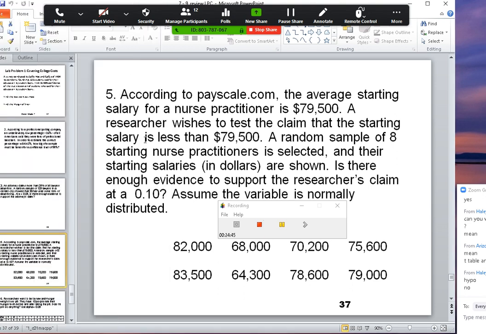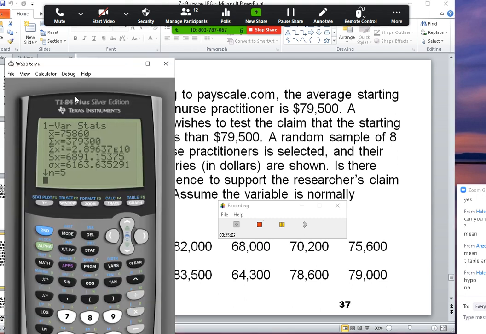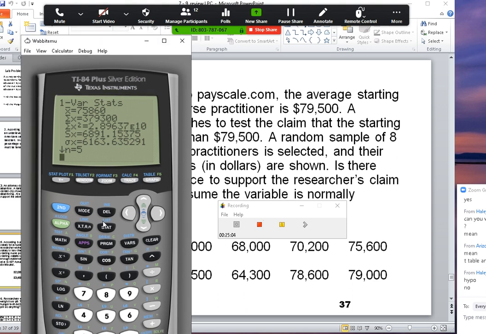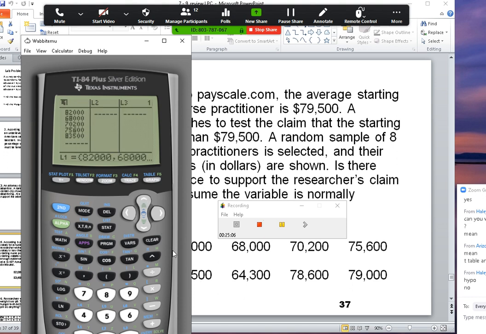All right. Professor? Yes. Quick question. I think you mentioned it before, but what was the trick on clearing all the data from line 1 and line 2? So when you don't go back in, it always has the old data from the previous problem. Yeah, that's a good one. So that's stat, edit, and then you have to go up so that you're on the L1, and you hit clear, enter, and it clears it out. So the clear button and then the enter button.